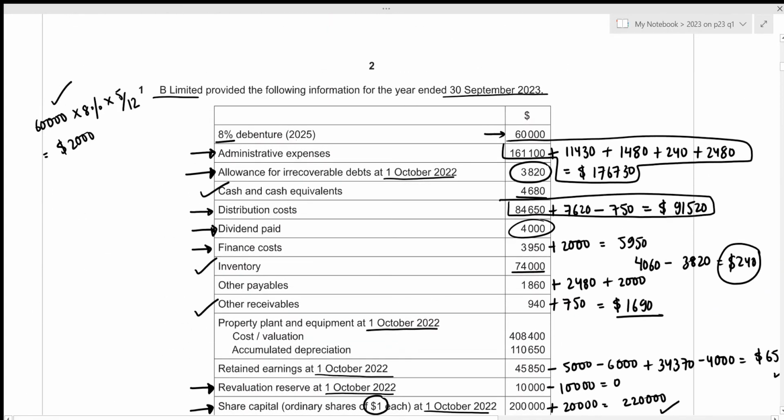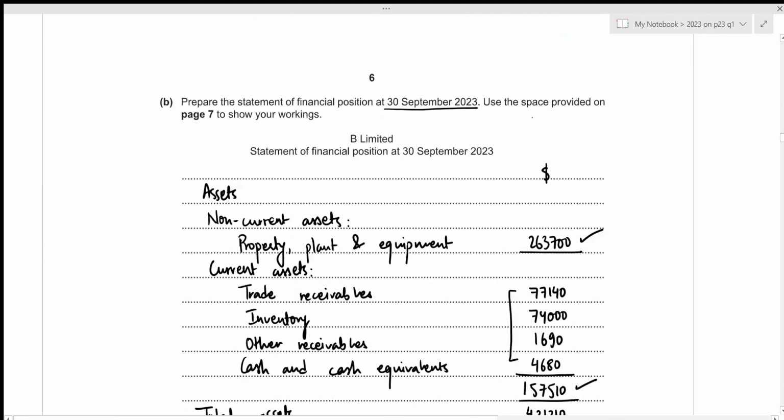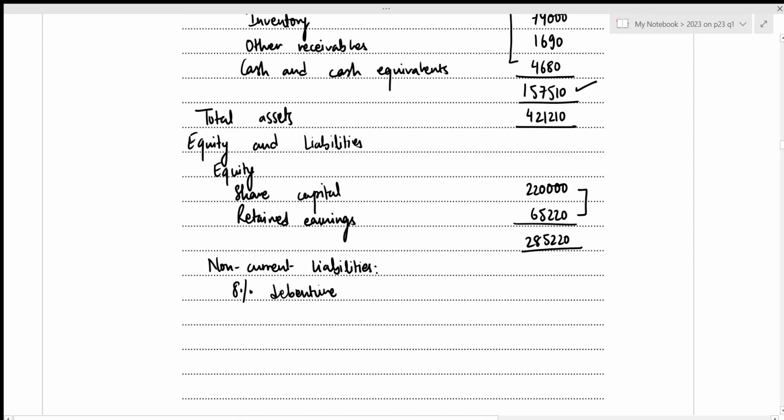And this debenture is to be repaid in the year 2025 and has the amount of 60,000. Let's write it down. That's all. Now we can move towards the current liabilities section.